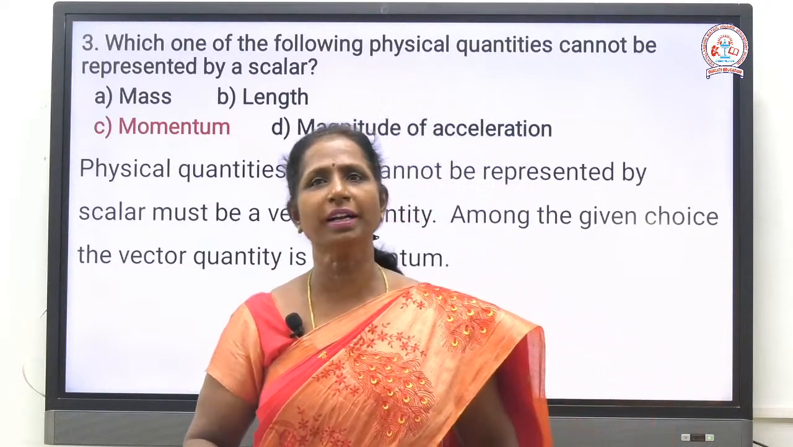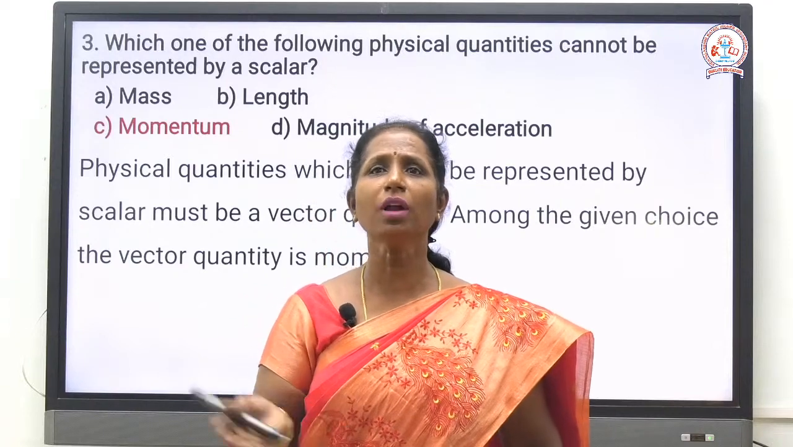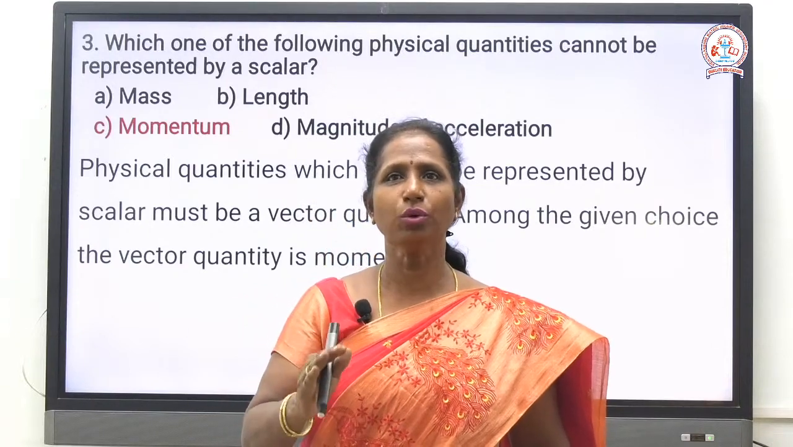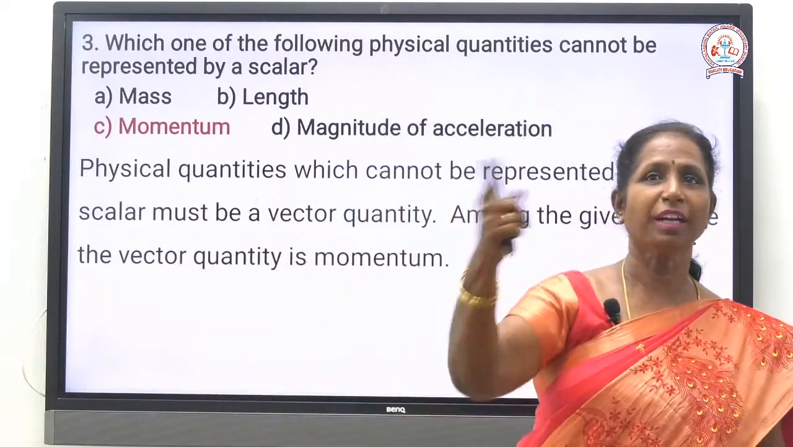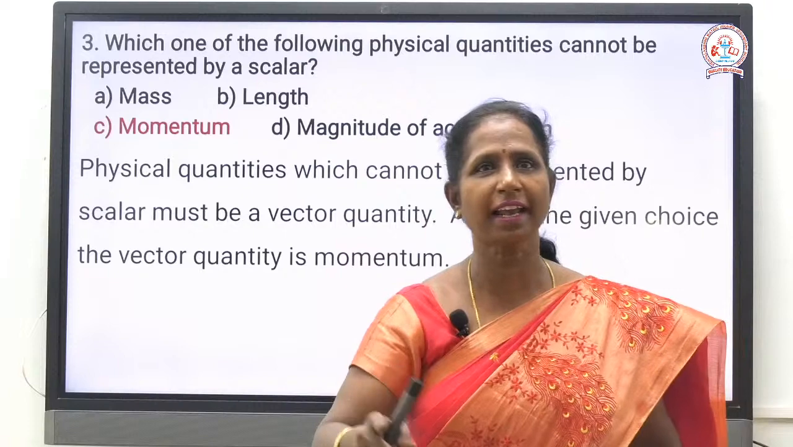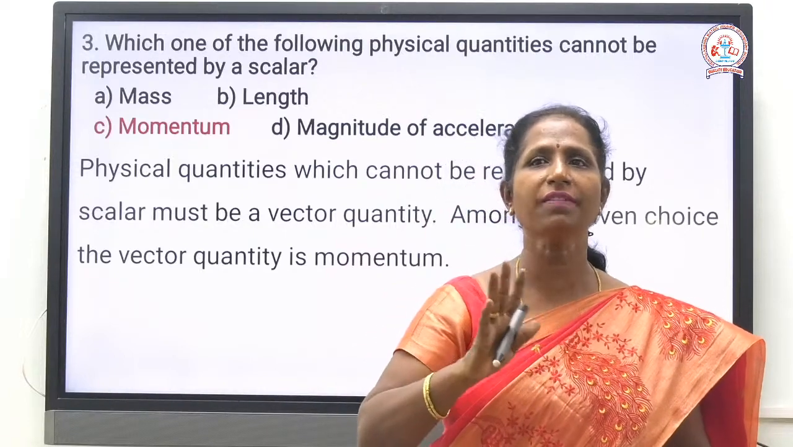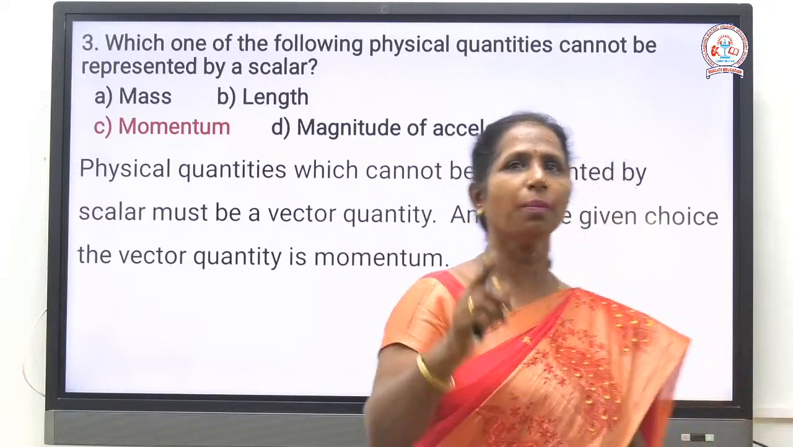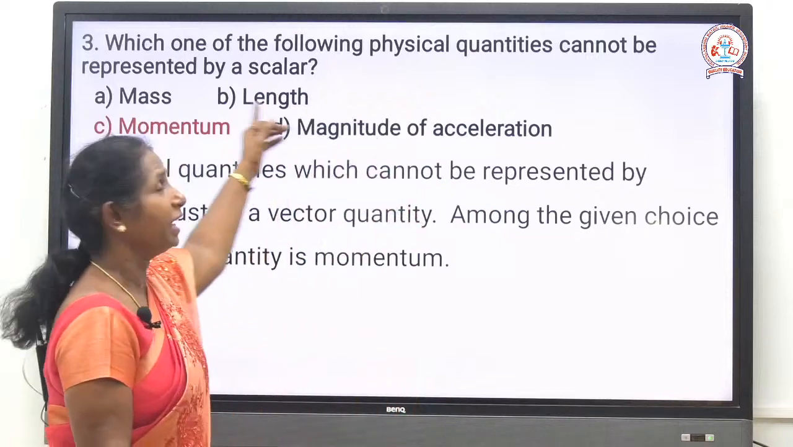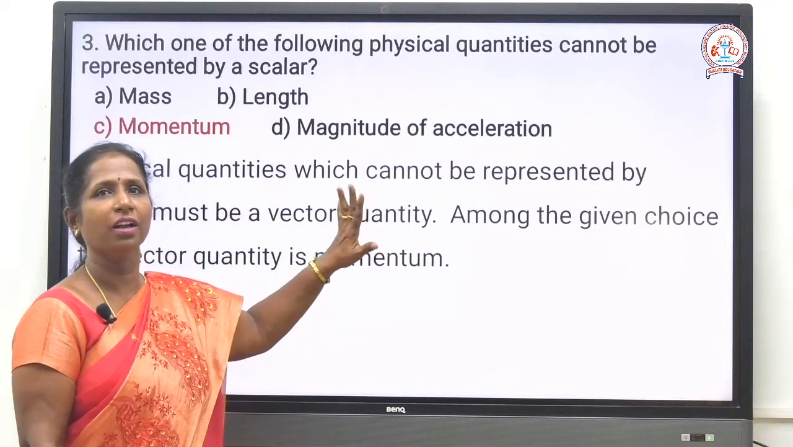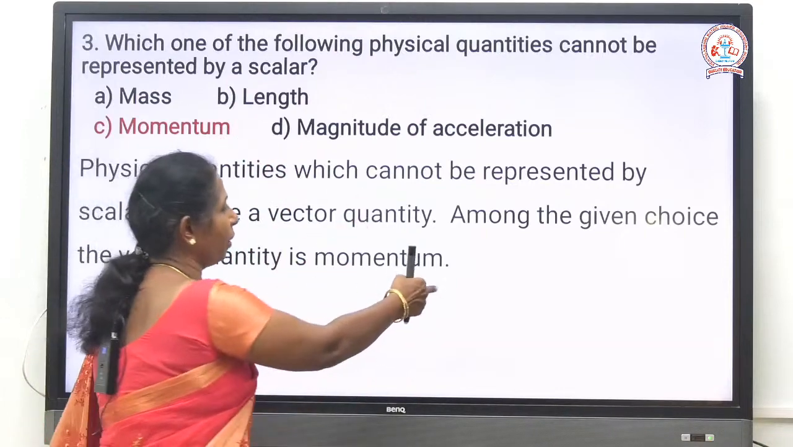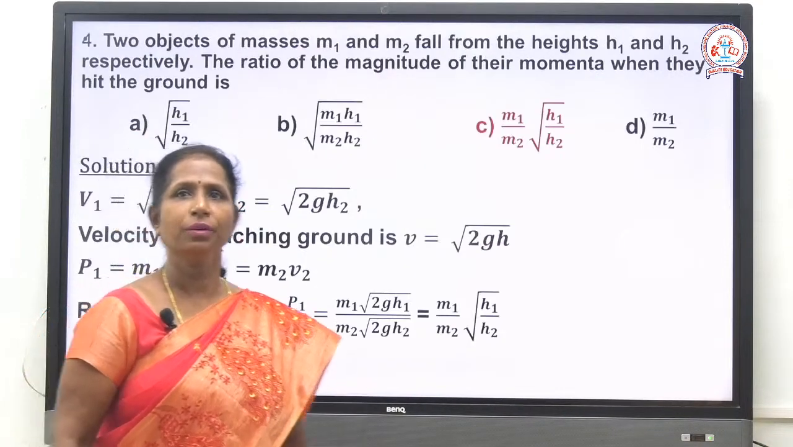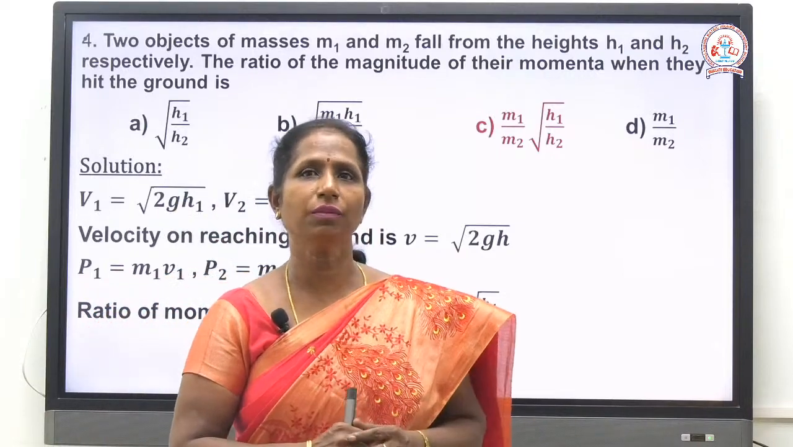Length is a scalar quantity. Then the magnitude of acceleration, since it is magnitude, is automatically scalar. Acceleration is a vector, but the magnitude of acceleration is scalar. So momentum alone is a vector quantity here. So which physical quantity cannot be represented by a scalar? Momentum cannot be represented by a scalar because momentum is a vector quantity. Yes, clear?